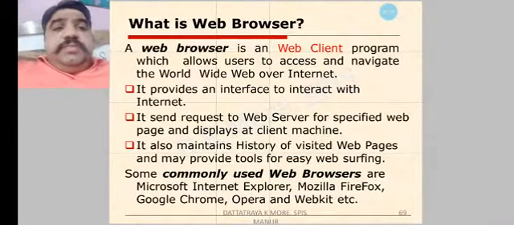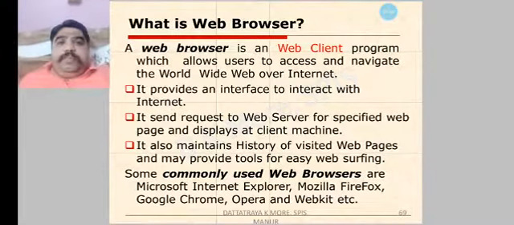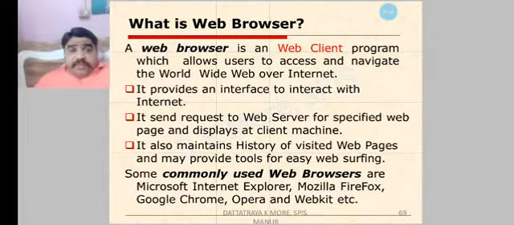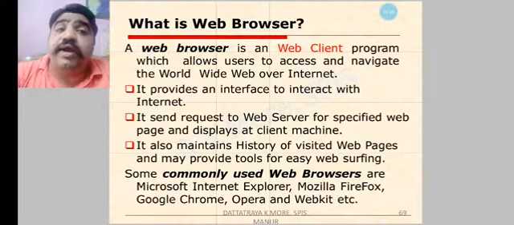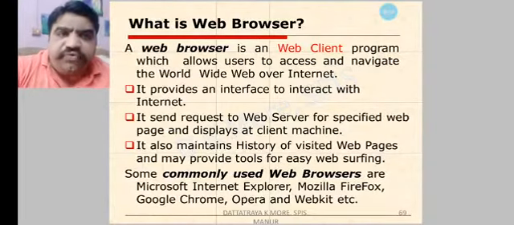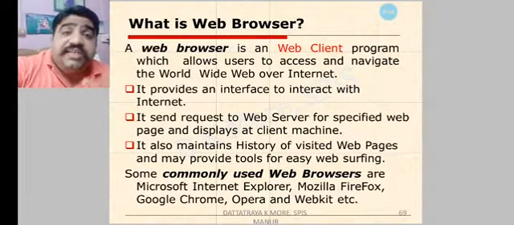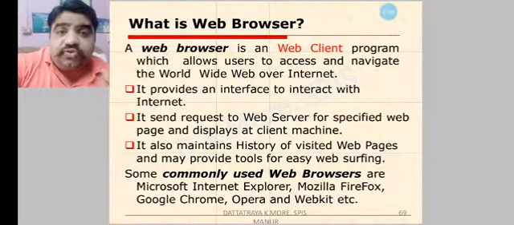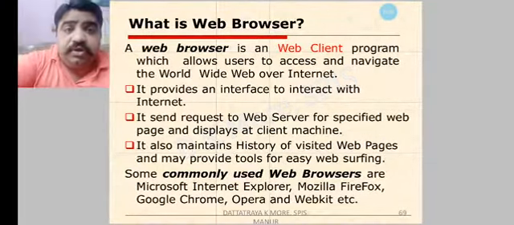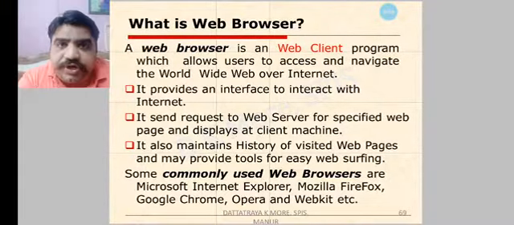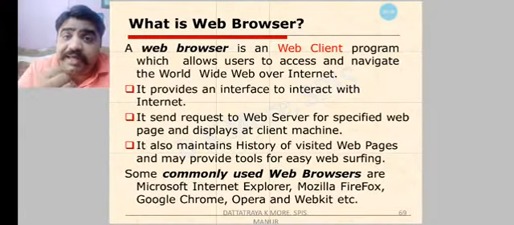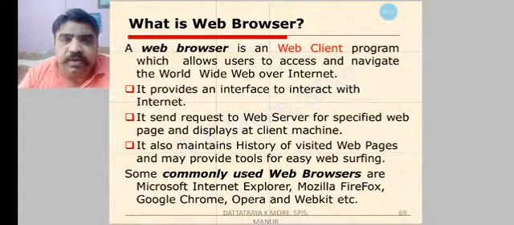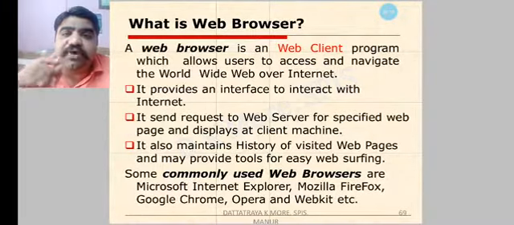Let us see what is meant by the web browser. A web browser is a web client program which allows users to access and navigate the World Wide Web over the internet. This is software. With the help of this software, we can see websites, navigate the net, and search out information. It provides an interface to interact with the internet. It sends requests to the web server for a specified web page and displays it at the client machine. It also maintains a history of visited web pages and may provide tools for easy web surfing.